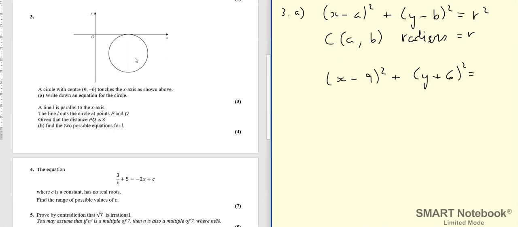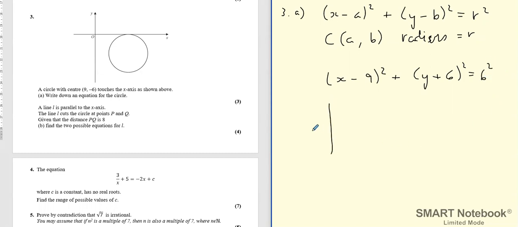Now, what is the radius? If we imagine that the center of this circle is 6 below the x-axis, then the radius must be 6. And therefore, what we're going to say is that your radius is 6, so therefore this is 6 squared.